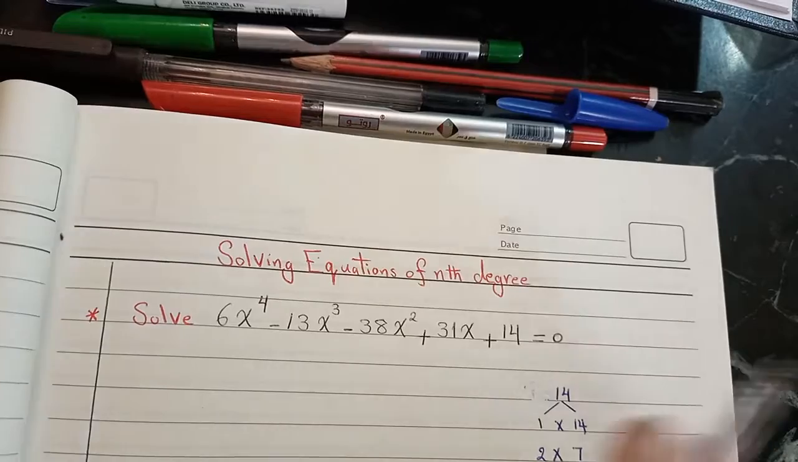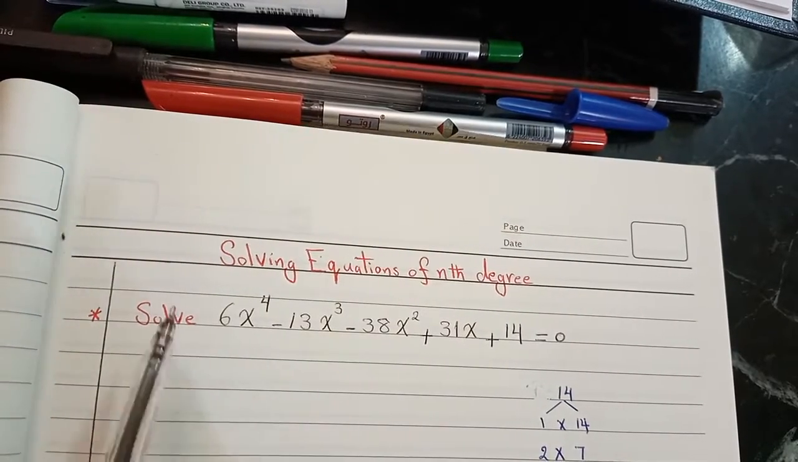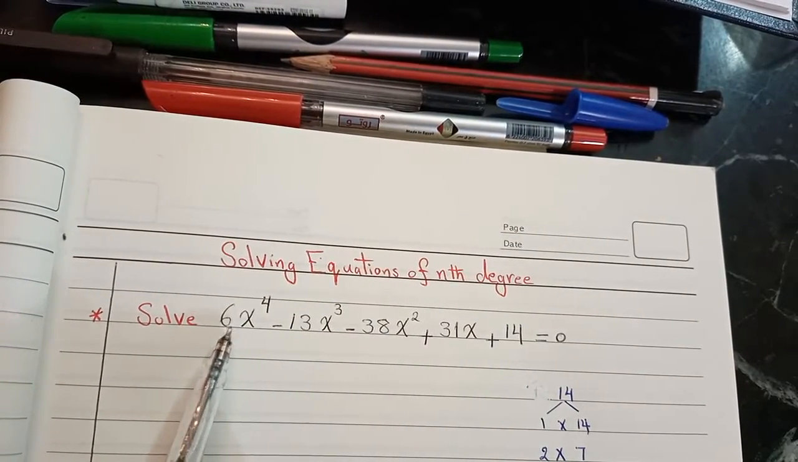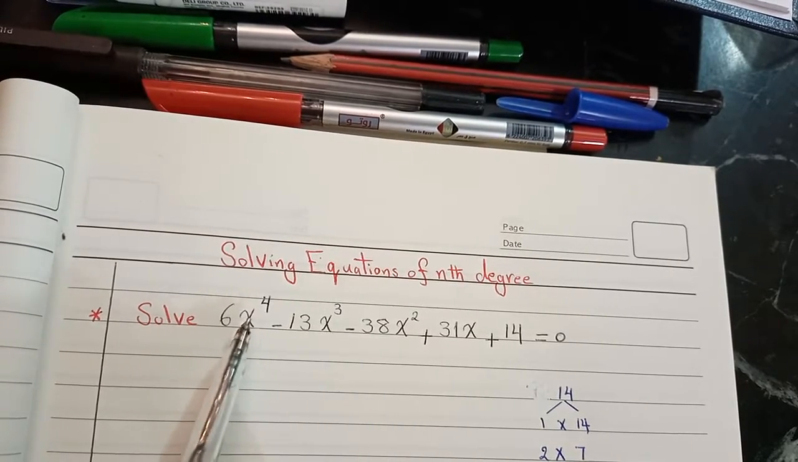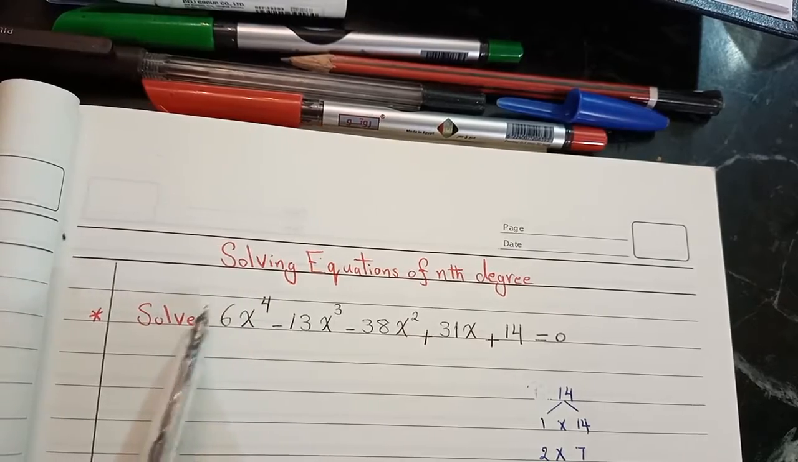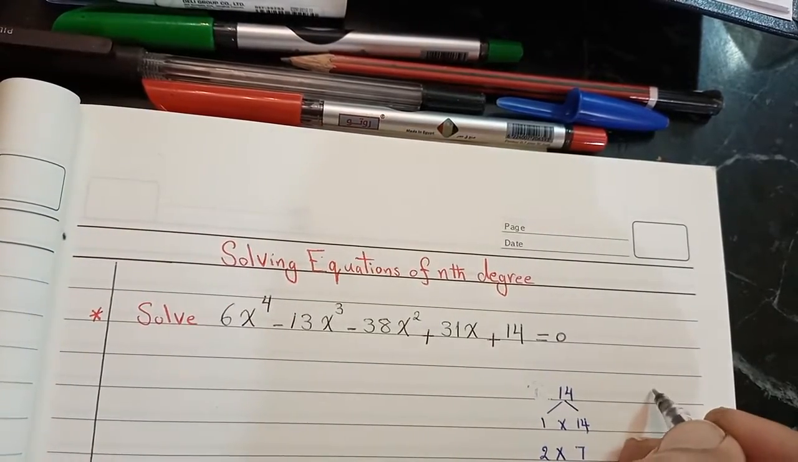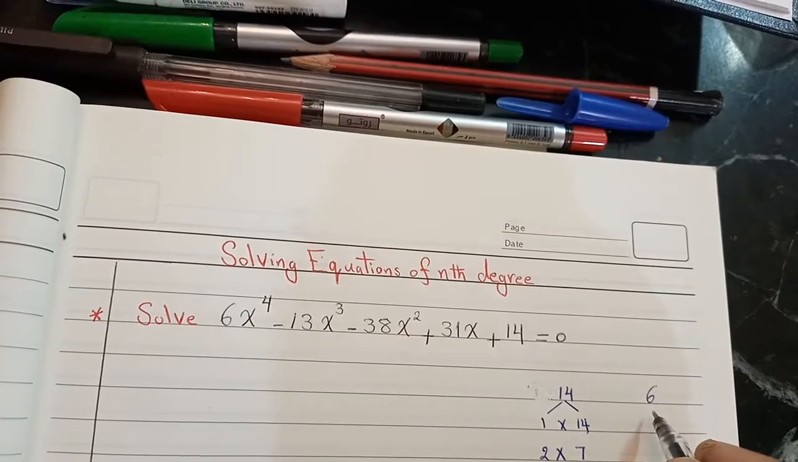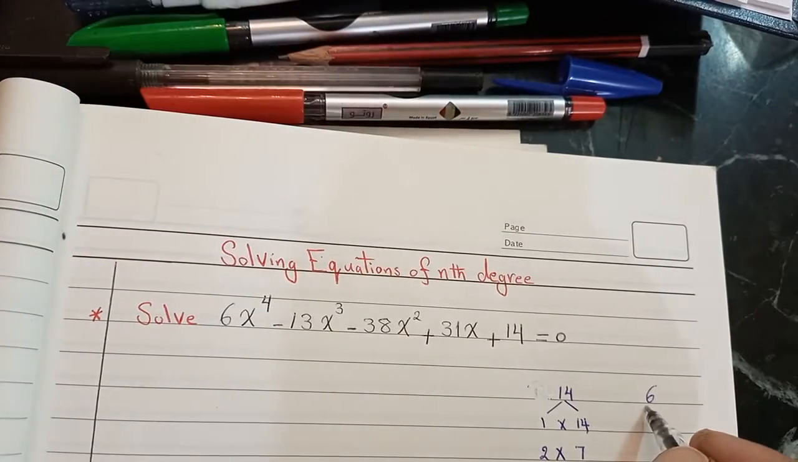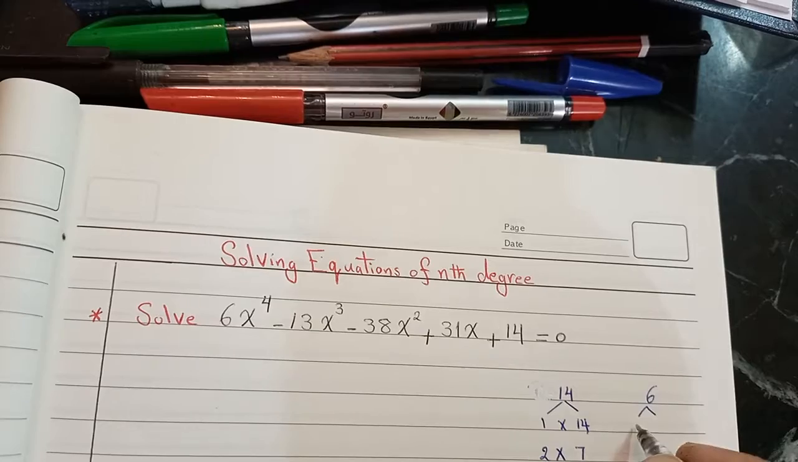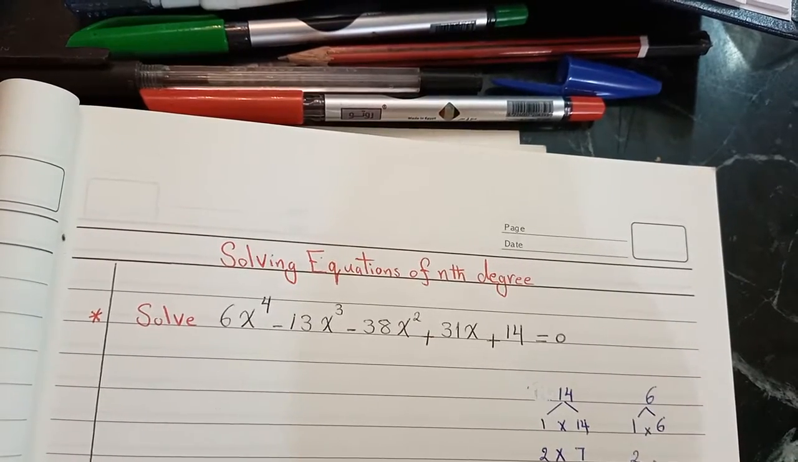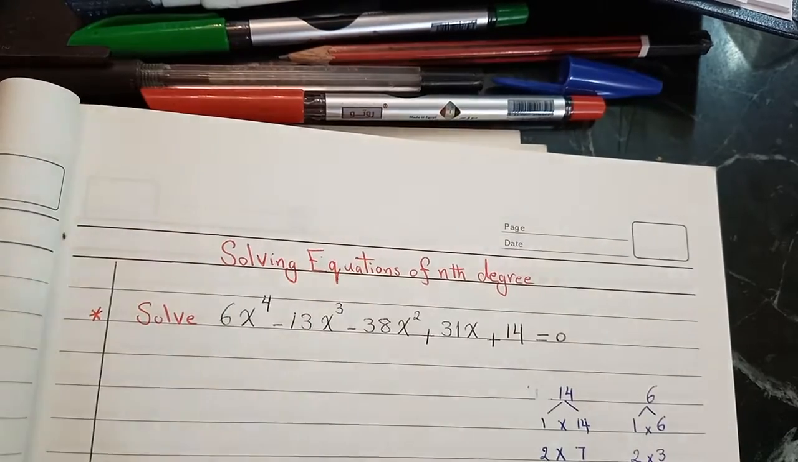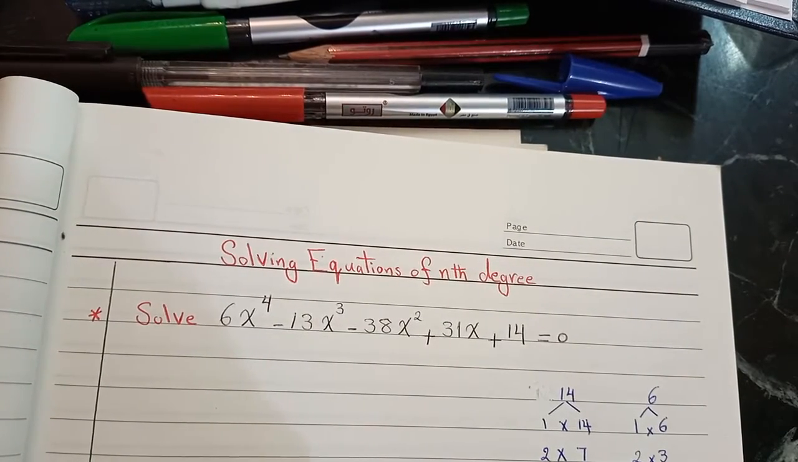What is the next step? To take the coefficient of x power 4, which is the biggest power. Okay, so take this coefficient 6 and again find its factors. So 6 can be 1 times 6 and 2 times 3. No more factors for this number. Okay.